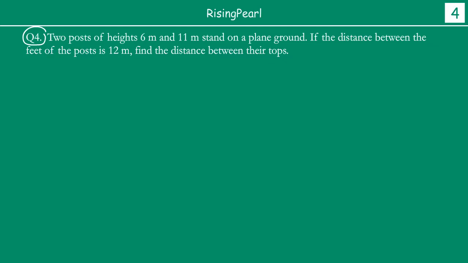Again, we don't have the shape or figure given to us, so let's draw it by ourselves. So we draw a straight horizontal line, which basically represents the plane or the ground. We draw one post, right? Let's say this is the smaller of the two posts. Then we draw the long post, right? So here, friends, this is the ground.